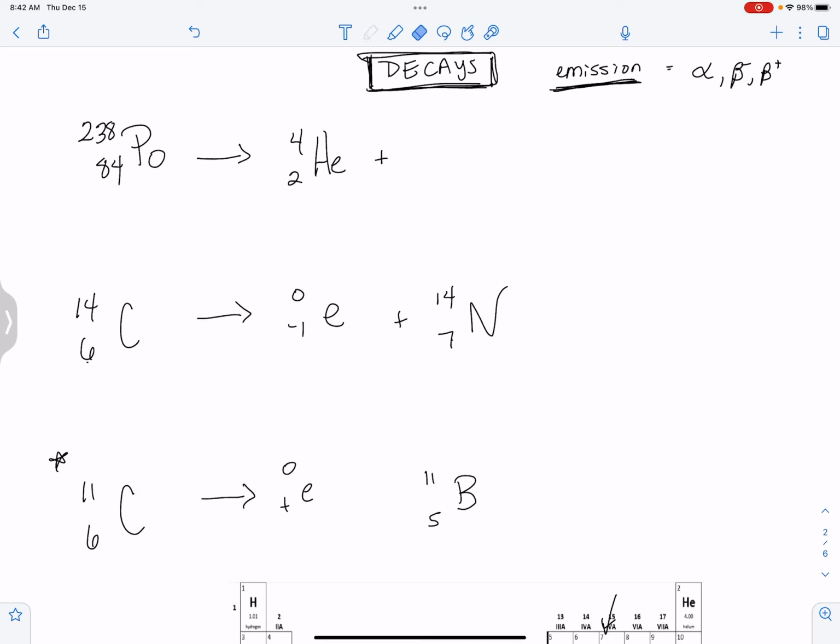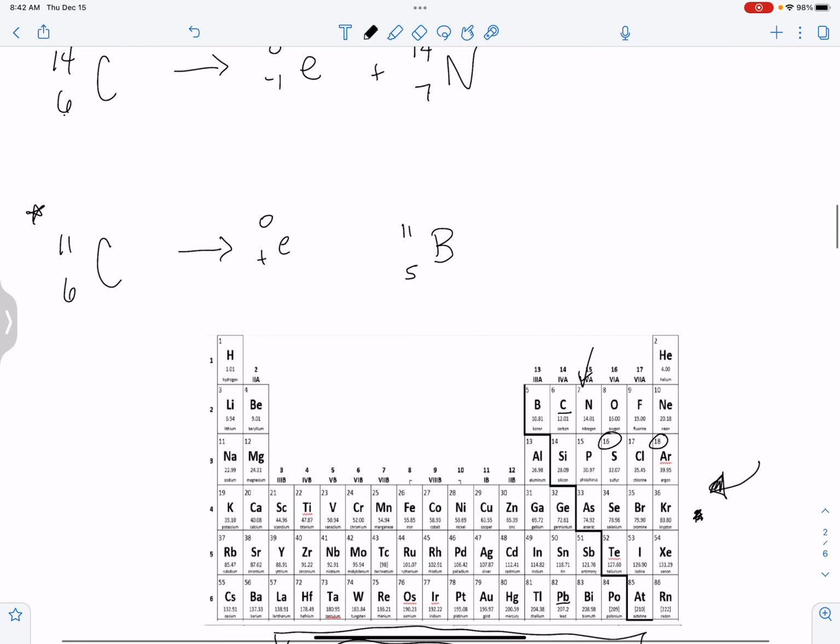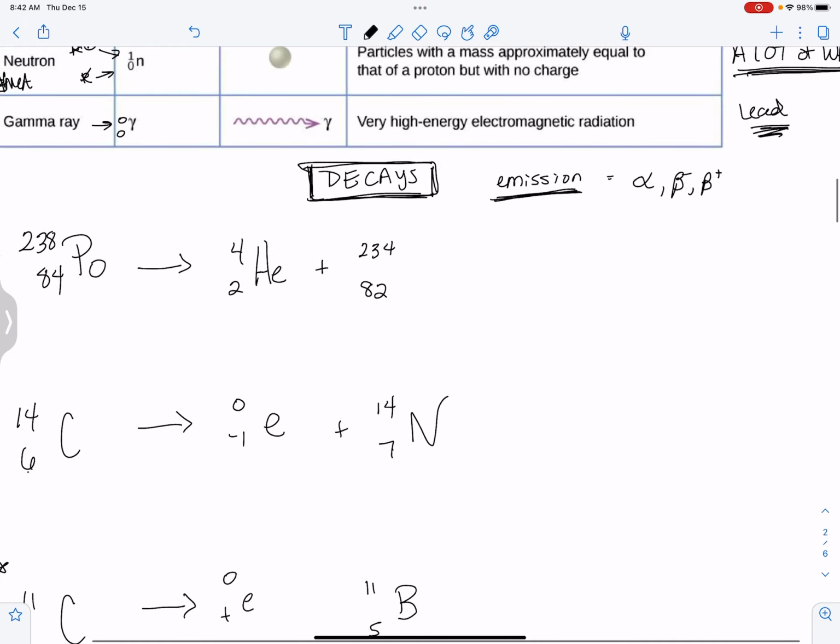All right, so what we've got is I need this side to equal the left-hand side. So 82 plus 2 makes 84, so I'm good on that. And then the top, 234 plus 4 gives me 238. So basically my top numbers are equaling the top numbers and the bottom numbers are equaling the bottom numbers. Then I have to figure out what it is by going to the periodic chart. And down here is 82. So that's lead.